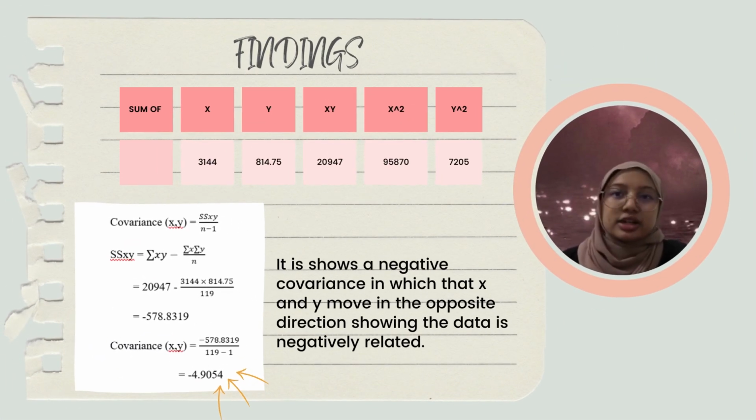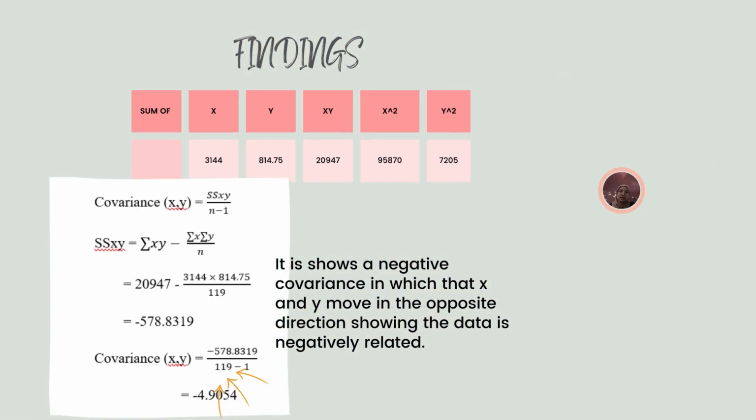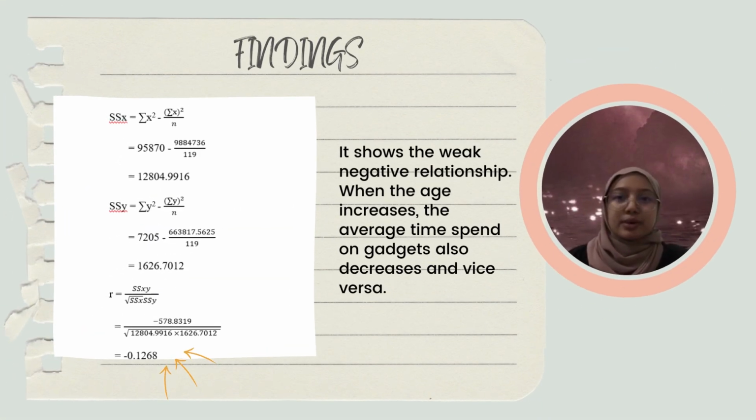Next is findings. The covariance for this data is negative 4.9054 and it shows a negative covariance, which means that both variables move in the opposite direction, showing the data is negatively related. Pearson product moment result for our data is negative 0.1268.